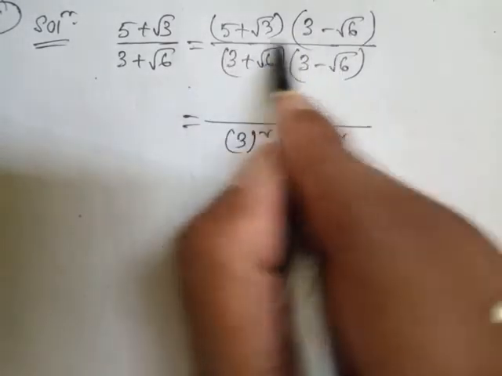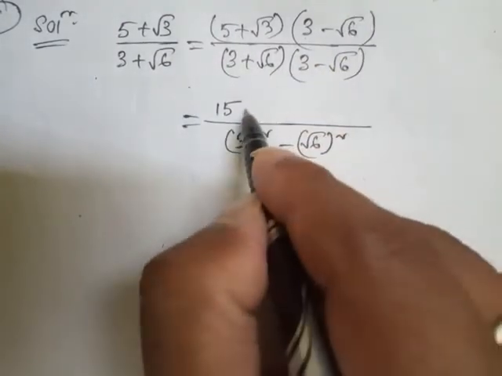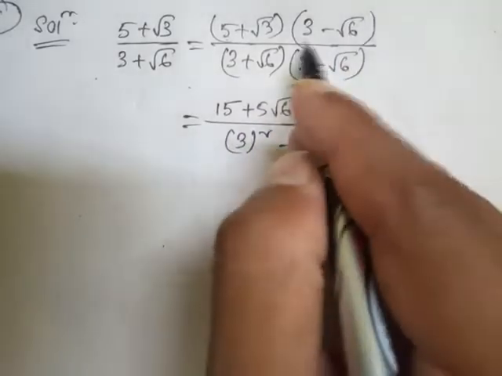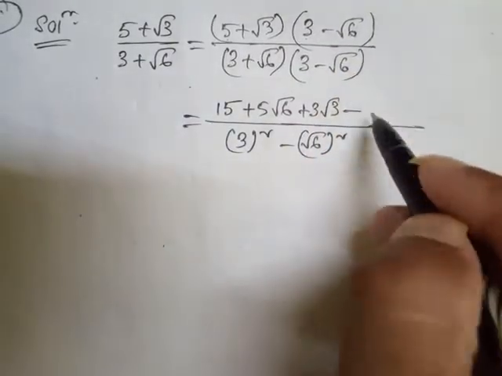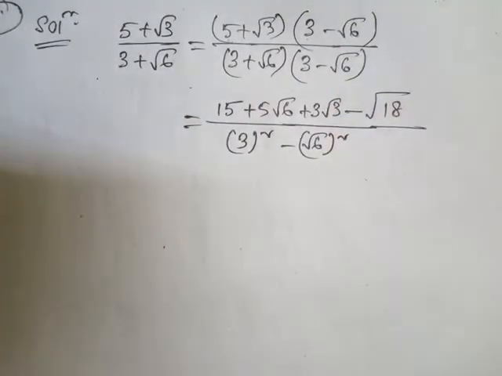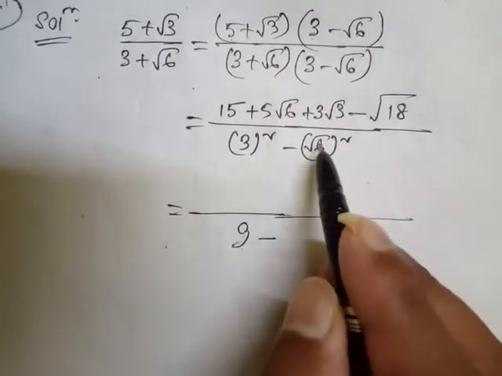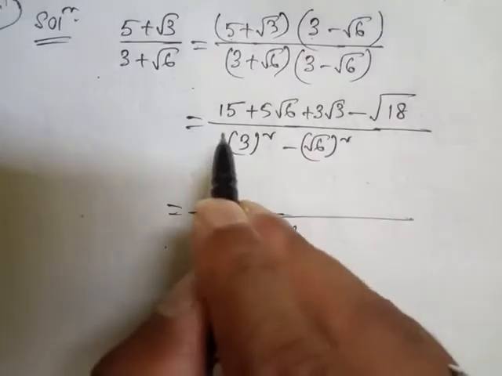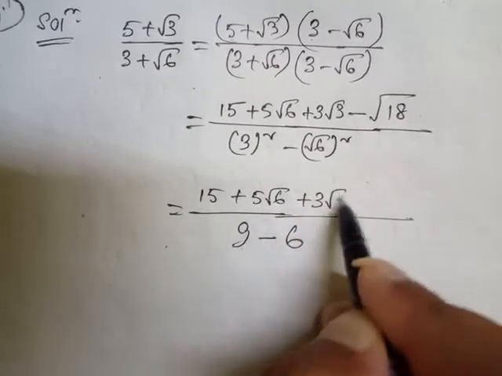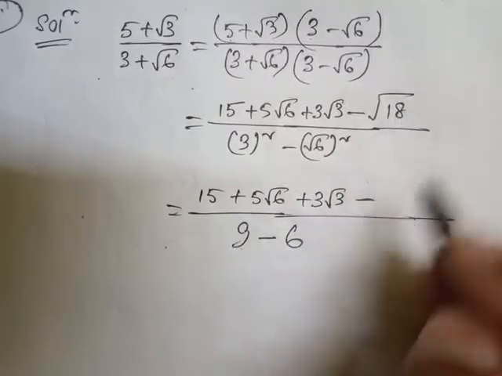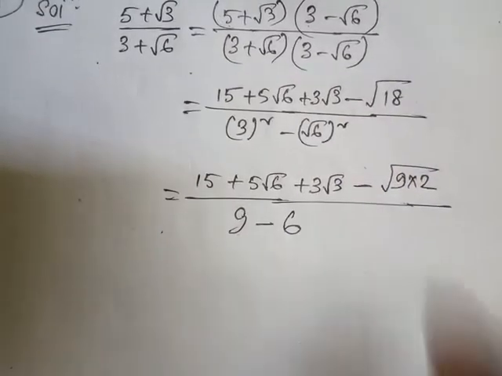Now here if I go for the multiplication, 5 into 3 means 15, and 5 into root 6 is 5 root 6, and 3 into root 3 is 3 root 3, and root 3 into root 6 is root 18. Now in the next step, 3 square is 9 and square root cancel means 6 here. Now 15 plus 5 root 6 plus 3 root 3. Now 18 can be written as 9 into 2. Why? Because 9 is 3 squared.